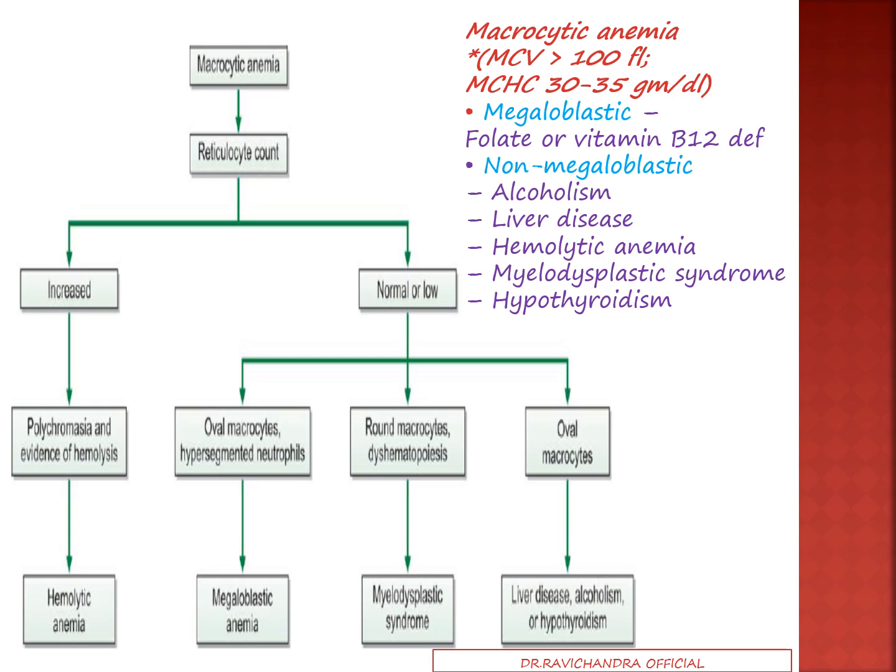If there are low or normal reticulocyte counts and round macrocytosis is seen, with dyshematopoiesis, then it is confirmed as myelodysplastic syndrome. If there is normal or low reticulocyte count, a macrocytic blood picture with oval macrocytes, and hypersegmented neutrophils, where more than 5% of the neutrophils have hypersegmentation, then it is megaloblastic anemia.